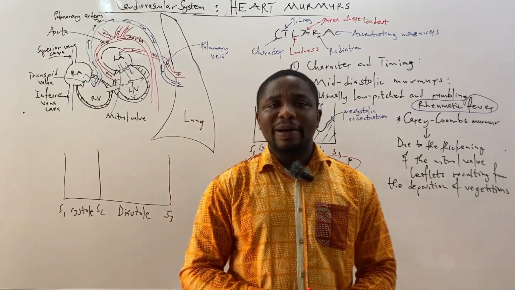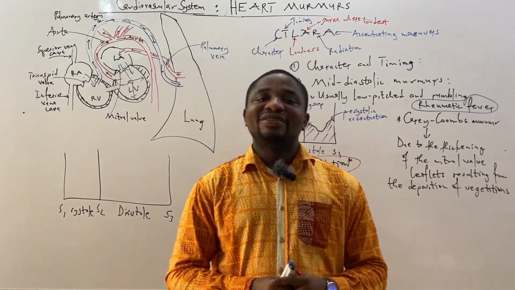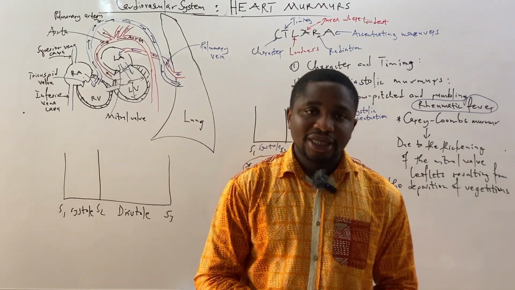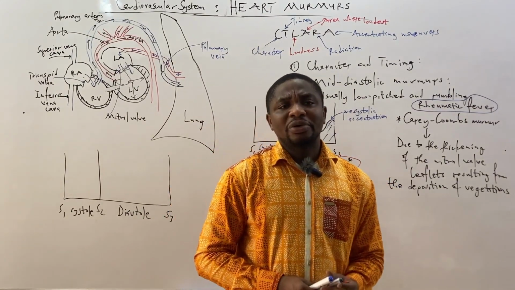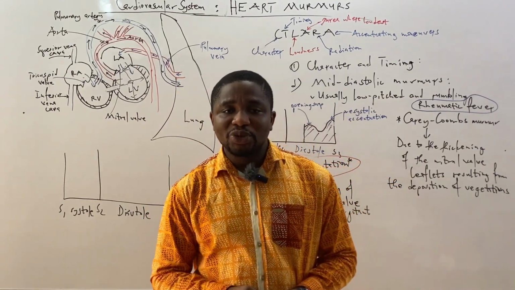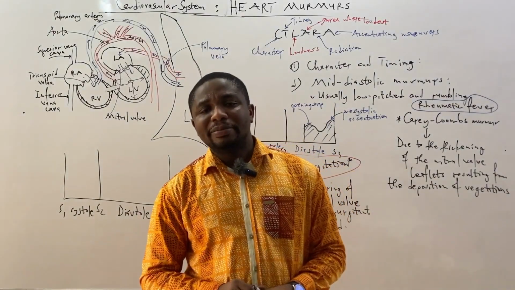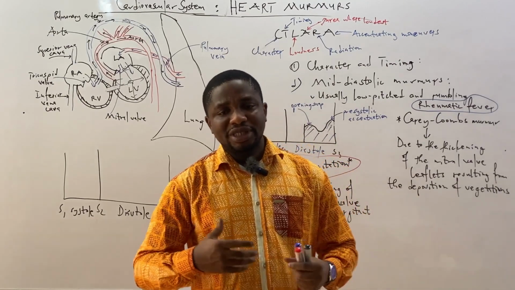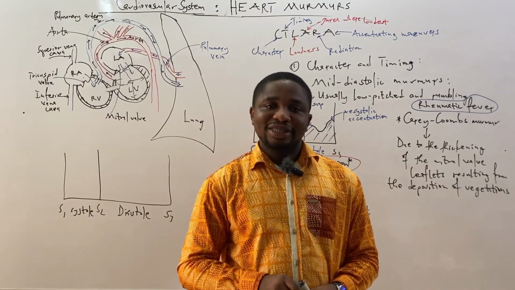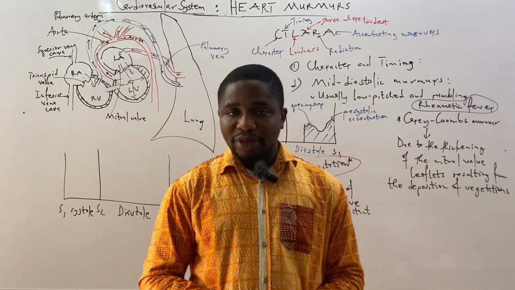And the Carey-Coombs murmur is due to the thickening of the mitral valve leaflets resulting from the deposition of vegetations. And those vegetations, definitely, are going to be as a result of the rheumatic fever. So if you have a mid-diastolic murmur in rheumatic fever, note that its special name is the Carey-Coombs murmur. If you don't see mid-diastolic murmur for rheumatic fever, look for Carey-Coombs murmur. It's a mid-diastolic murmur. It is also going to be what? Low pitch and rumbling as well.